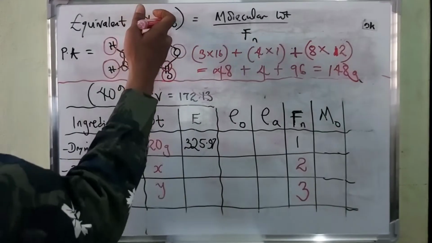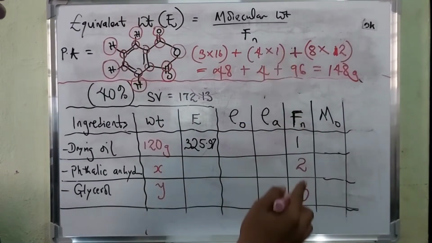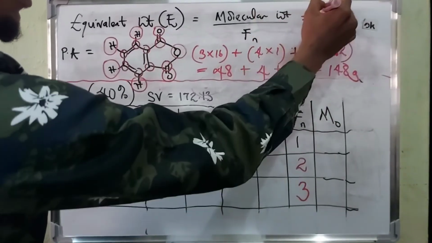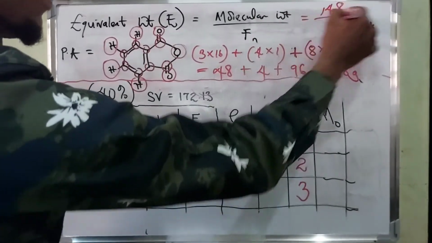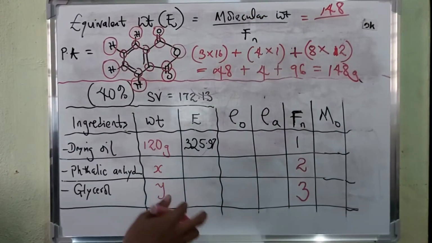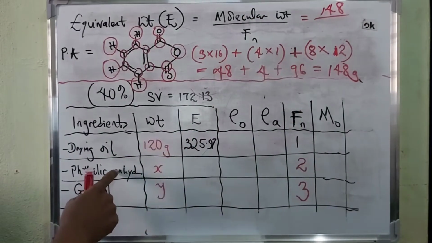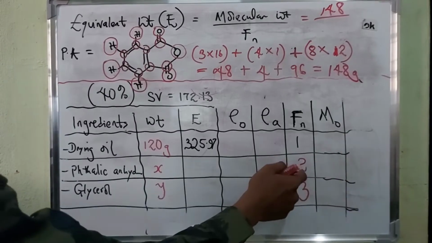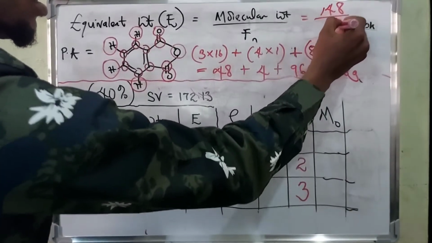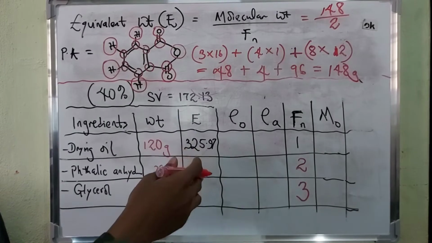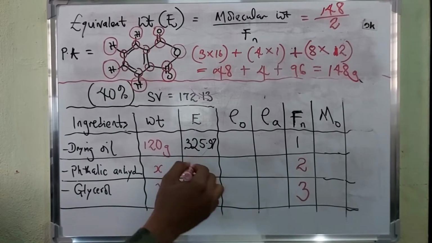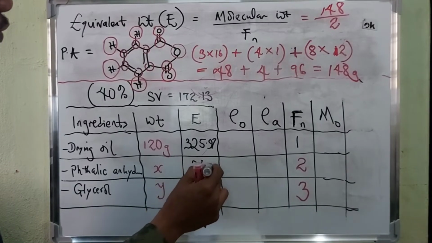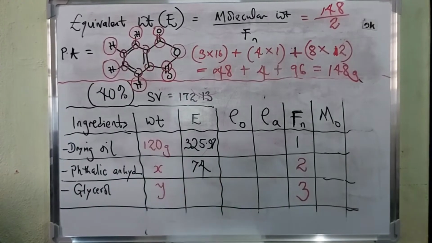To determine the equivalent weight, we substitute the molecular weight, 148, divided by the functional group number for phthalic anhydride. Remember, there are 2 functional groups, dicarboxylic acid. So we have 148 divided by 2, and once you do that, you have the value 74 for the equivalent weight. Okay. So you also do the same.